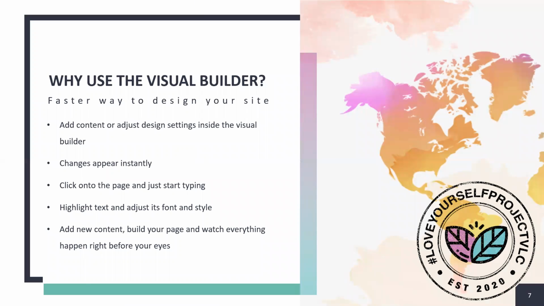Now, why use the visual builder? Because it's the fastest way to design your site. You can add content or adjust design settings inside the visual builder, and your changes appear instantly. You can click on the page and just start typing. You can highlight text, adjust its font size, color, and style. You can also add new content and build your page and watch everything happen before your eyes.